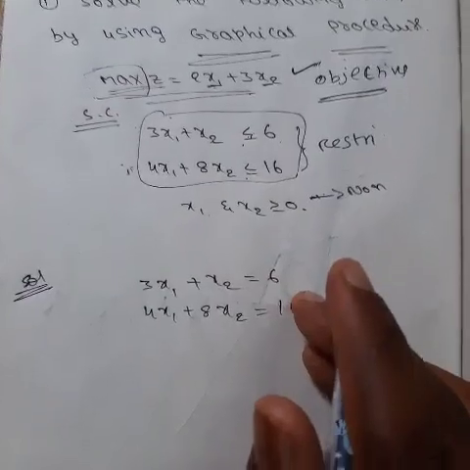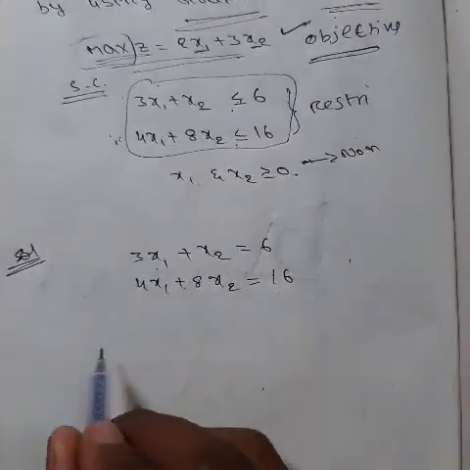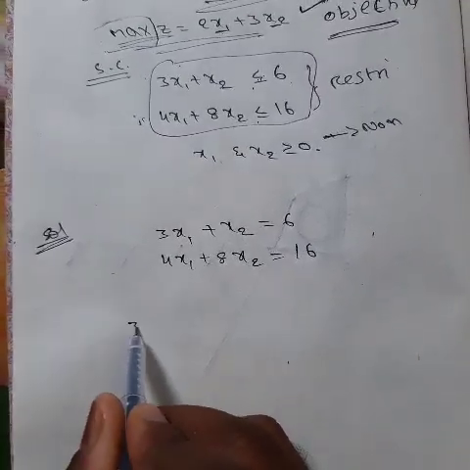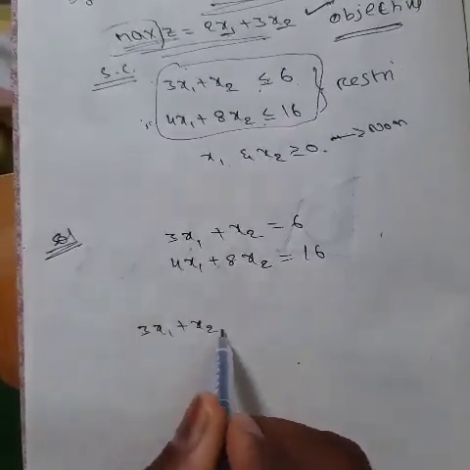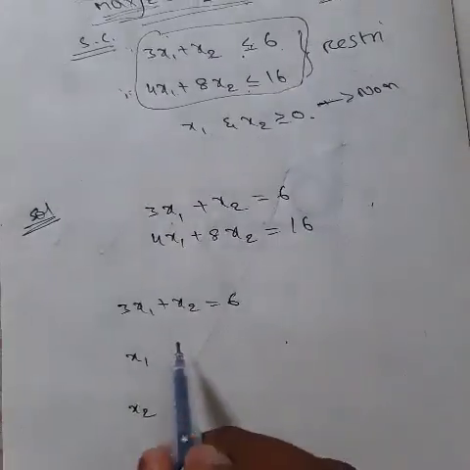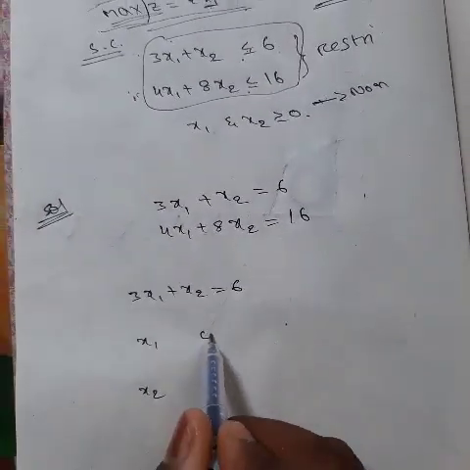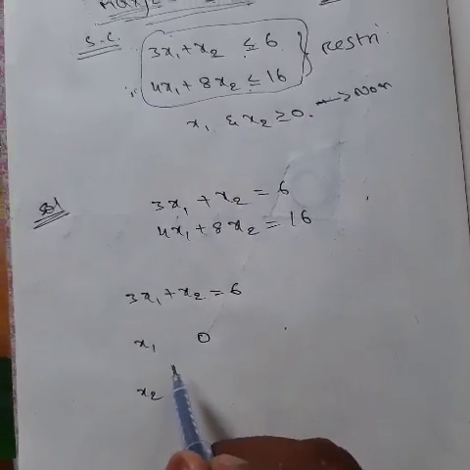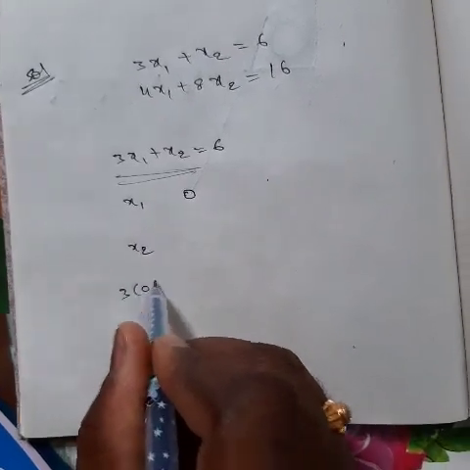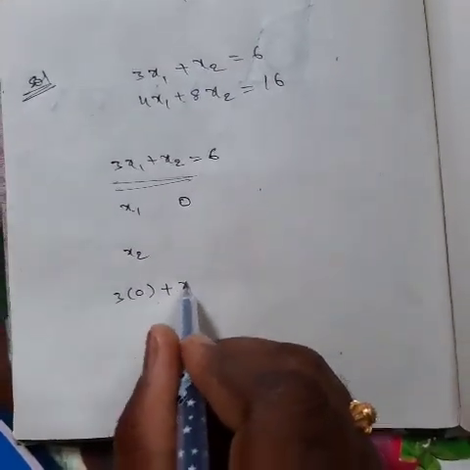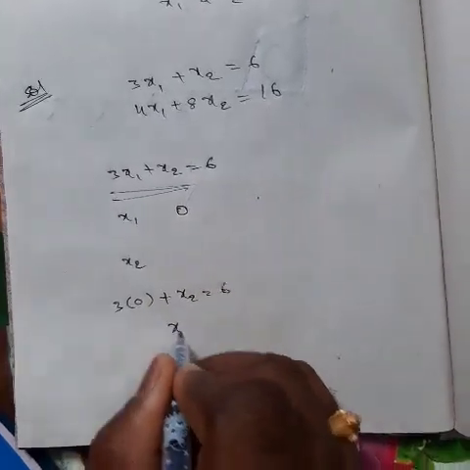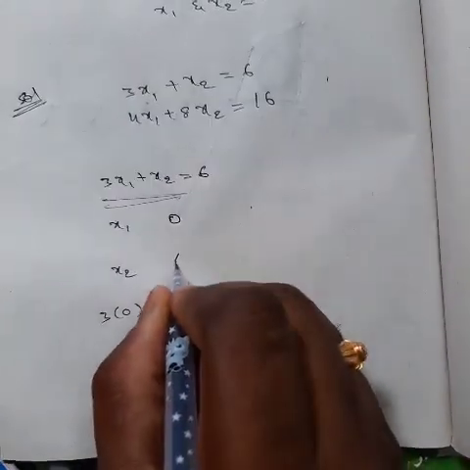Now we have to estimate the values of x1 and x2. So in order to estimate the values of x1 and x2, let us assume that the first equation is 3x1 plus x2 equal to 6. Now we have to consider possible values of x1 and x2. So let us consider x1 value as 0, for example. Then the equation becomes 3 into 0 plus x2 equal to 6. Then 3 into 0 is 0, then x2 equal to 6. The value of x2 is 6.